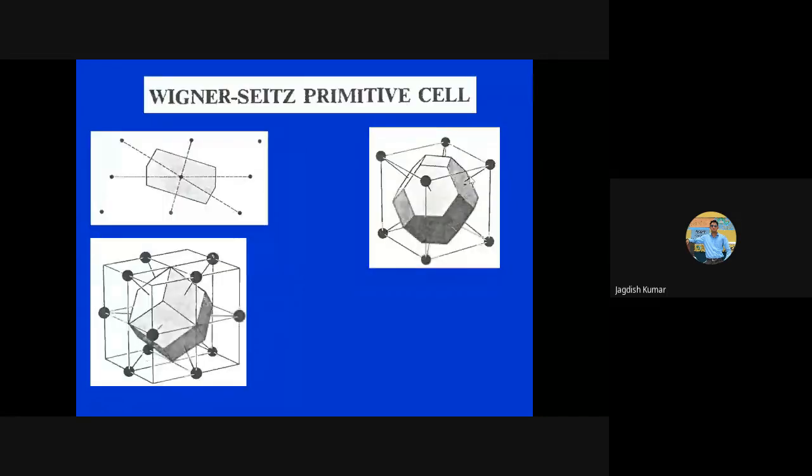Then we were discussing the Wigner-Seitz construction of the primitive cell. This procedure also I have discussed in the previous lecture, so I'm not going into details of this, but just a quick revision: a Wigner-Seitz cell is a primitive cell in which we have only one lattice point, and the lattice point is sitting in the center of the primitive cell.